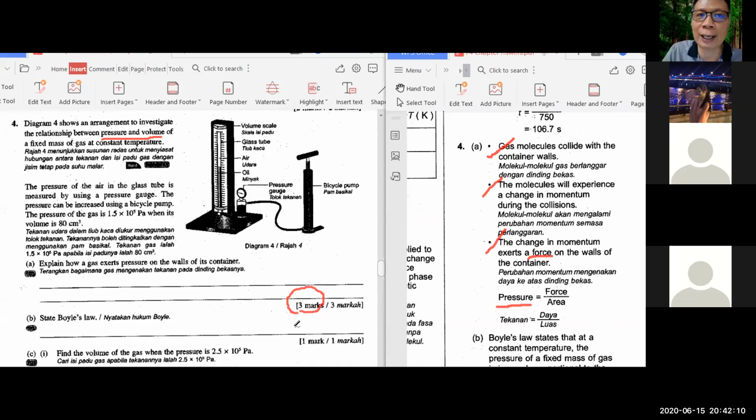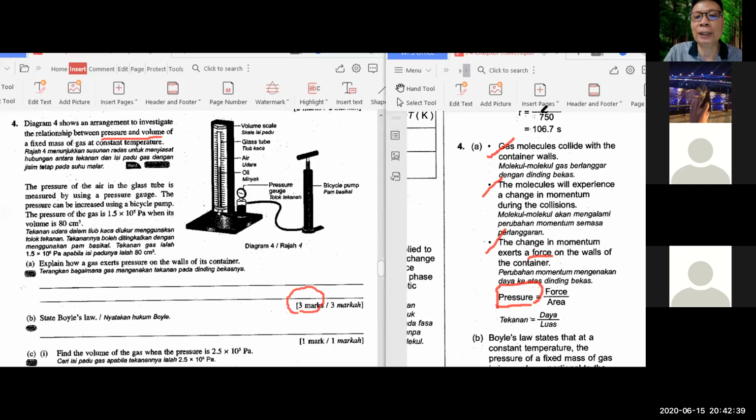If you only say gas molecules move randomly, collide with the wall of the container, and then produce pressure, no, you cannot get 3 marks like that. For the complete answer, you must touch on this change in momentum. Change in momentum produces impulsive force. When the impulsive force acts on the surface area of the wall, then only finally it becomes pressure. Understand?